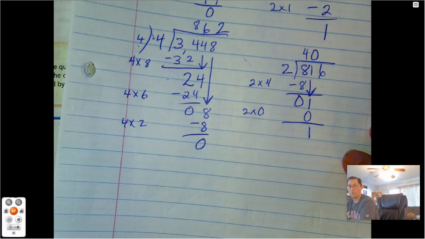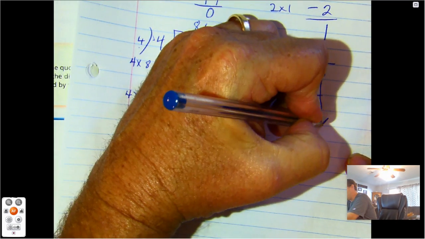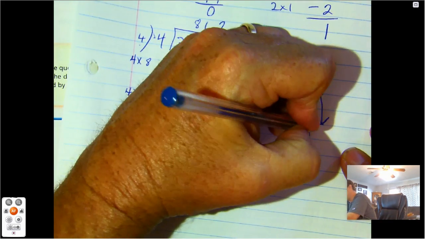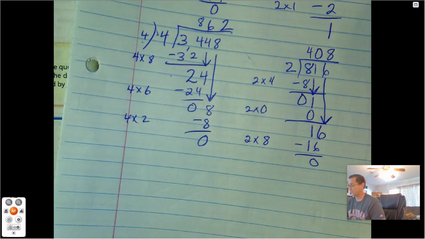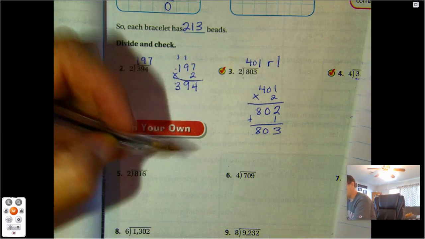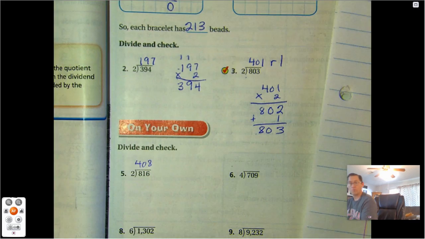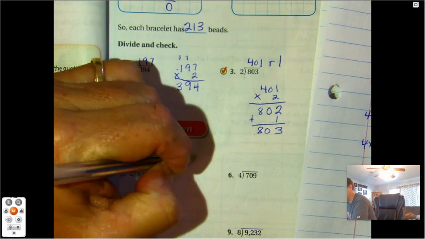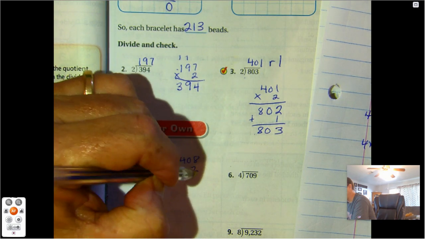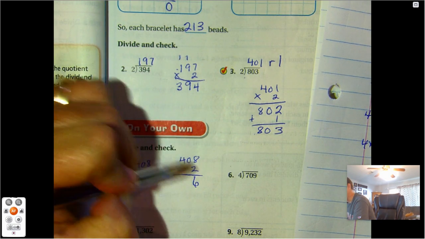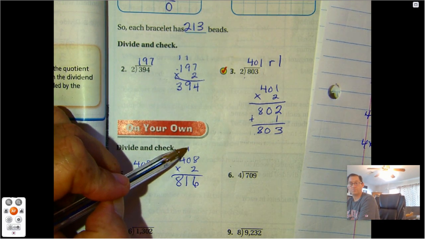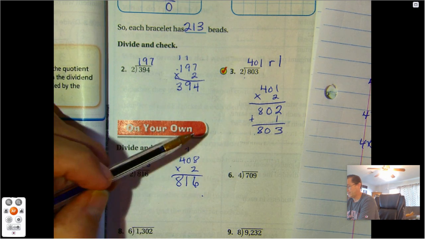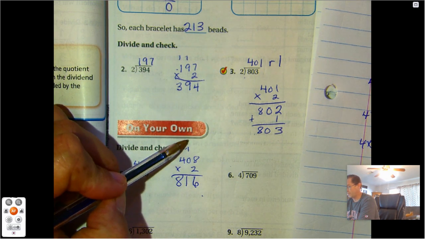But I'm going to regroup it now as 10 ones and bring down the 6 ones. So 2 times what is close to 16? 8. And 8 times 2 is 16. 16 take away 16 is 0. So we're saying our answer for number 5 is 408. So if I multiply the quotient, 408, by the divisor 2, I should get 816, the dividend. And I do. Right? 8 times 2 is 16. Regroup that as 10 and 6 ones. 2 times 0 tens is 0, plus the regrouped 10 is 1, and 2 times 400 is 800.